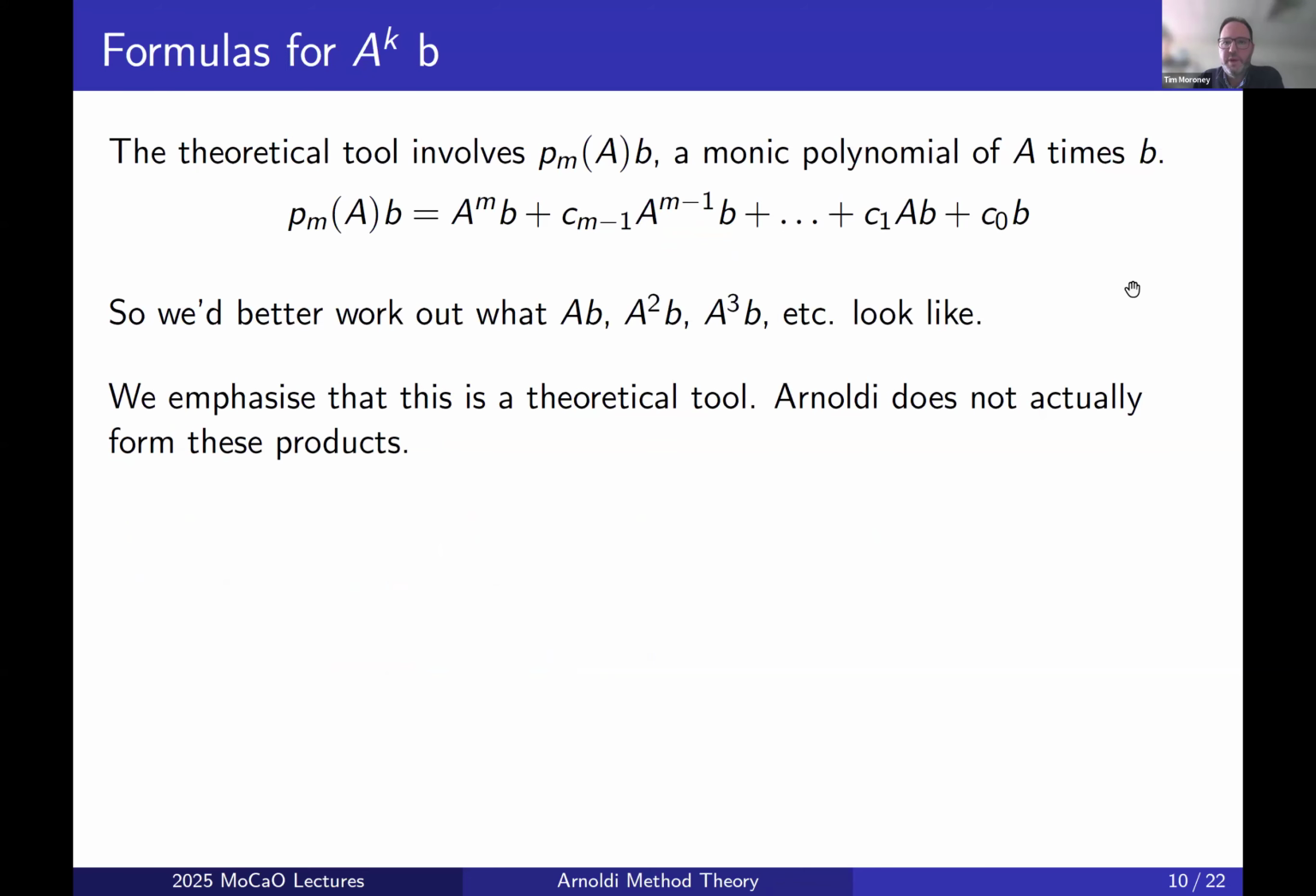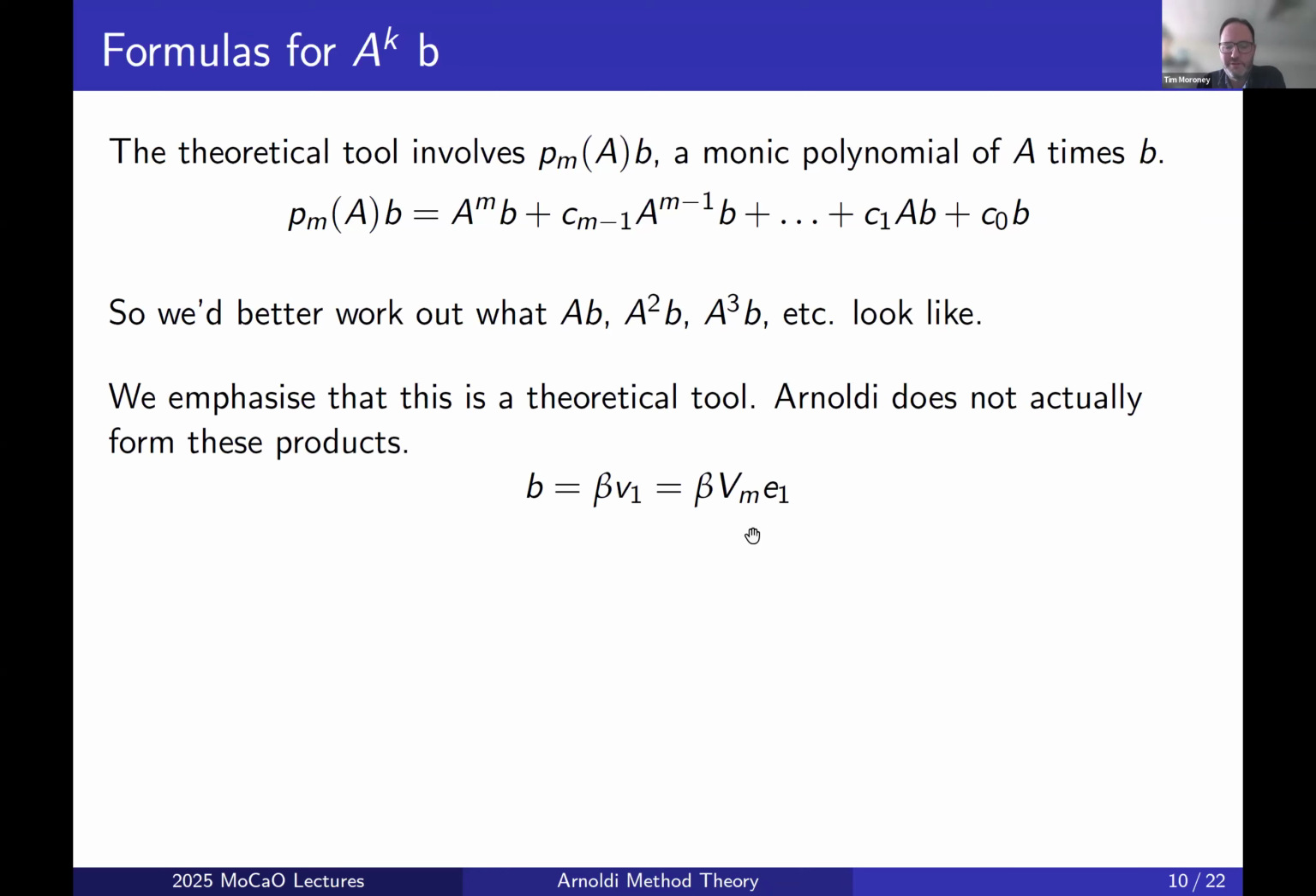First of all, we're talking monic polynomials, so that means, as I said, the leading coefficient here is 1, so it's going to look like this. Now we better work out what AB and A squared B and A cubed B look like. This is a little bit like what we started out with when we built up a Krylov subspace by literally forming these, and we said that's a bad idea. So we emphasize here this is a theoretical tool. At no point do we actually compute these things, but to analyze the polynomial, we'd better know what they're going to look like in terms of our matrices H, V, and so on.